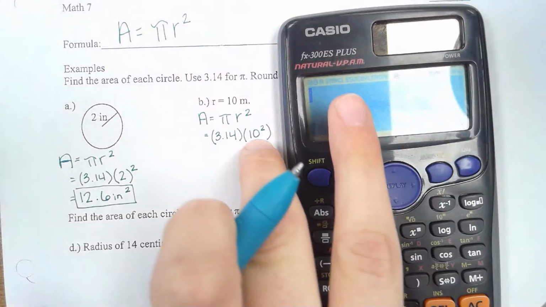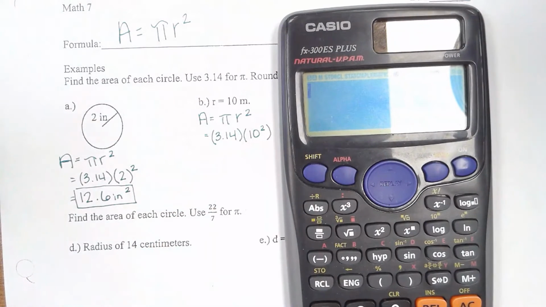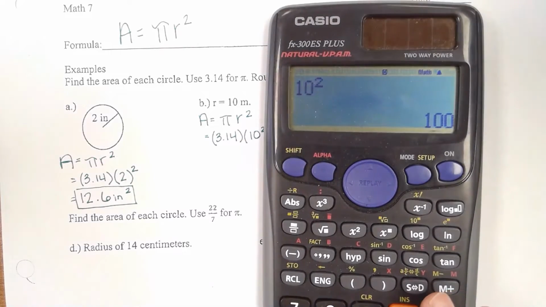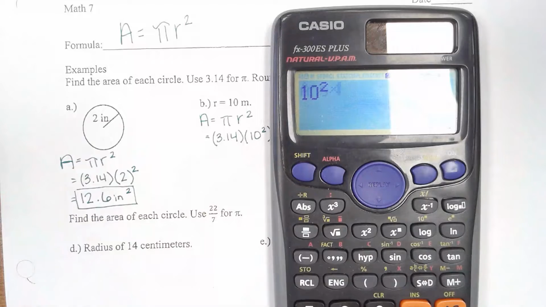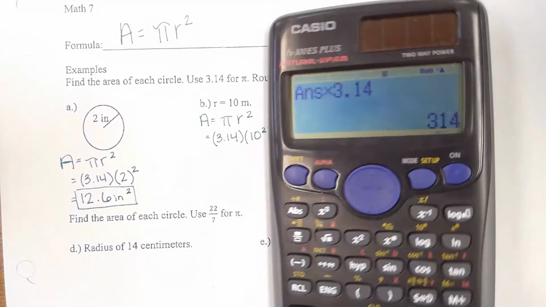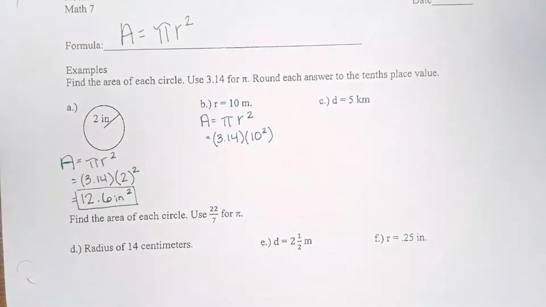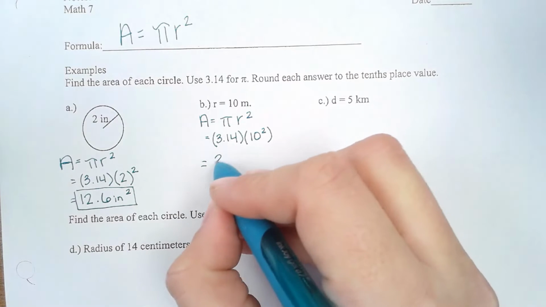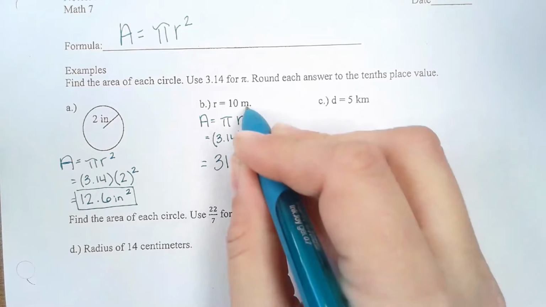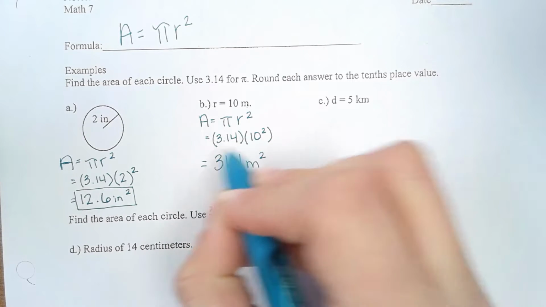Alright, so again, following PEMDAS rules, we need to square first. So 10 squared, or in other words, 10 times 10 is 100. And then we will just multiply that times 3.14, and we get 314. So our answer is 314 meters squared.